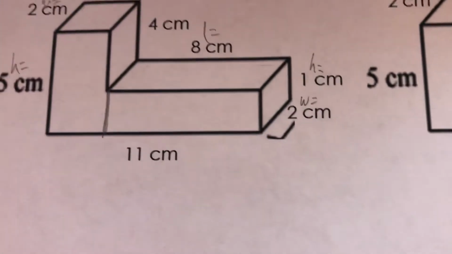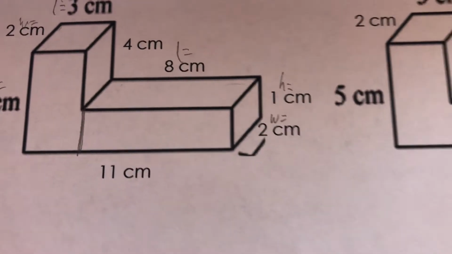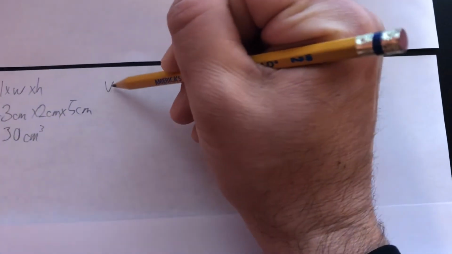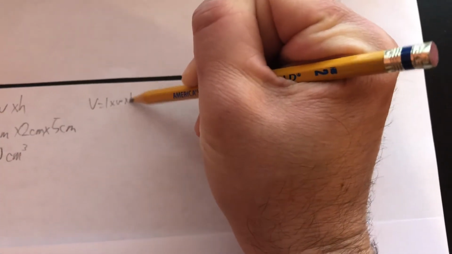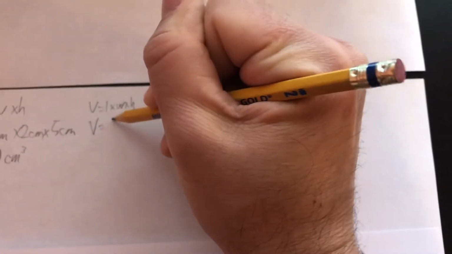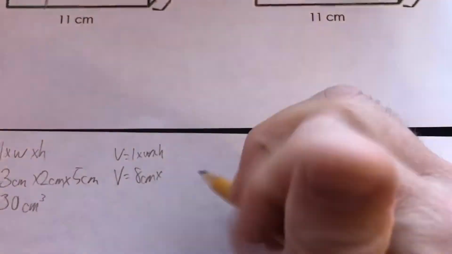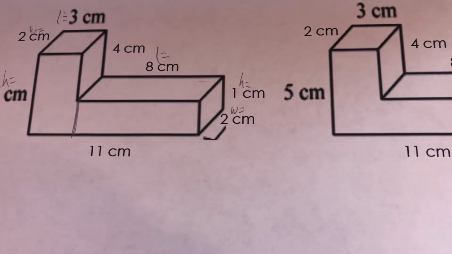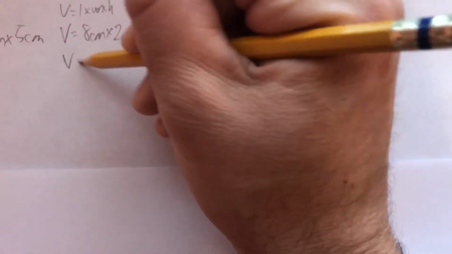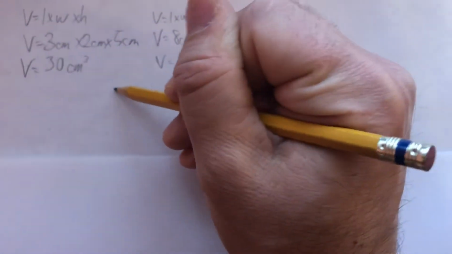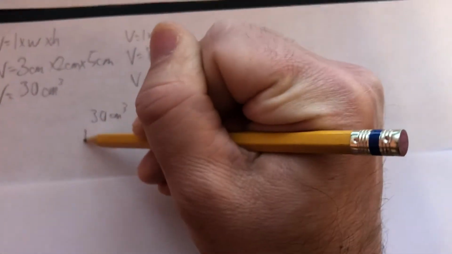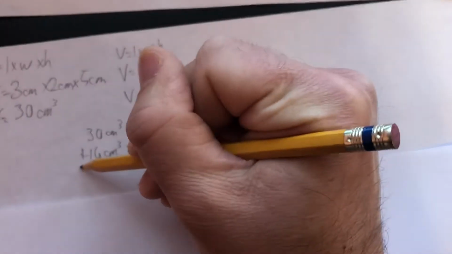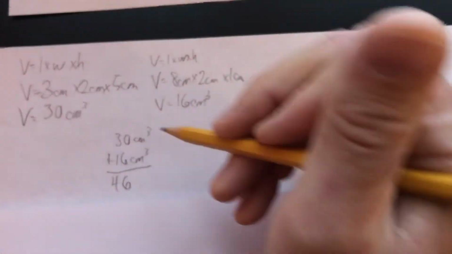Okay, look at the one on the right there. So we've got 8 centimeters by 2 centimeters by 1 centimeter. Volume equals length times width times height. Volume equals 8 centimeters times 2 centimeters times 1 centimeter. So volume equals 8 times 2 is 16, times 1 is 16 cubic centimeters. Don't forget to find the total, so we have to add them together. So 30 cubic centimeters plus 16 cubic centimeters equals 46 cubic centimeters.